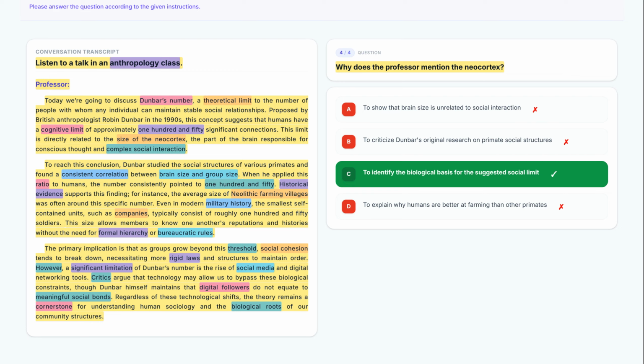To excel in TOEFL listening, always look for the link between a biological fact and the social behavior it explains. Pay close attention to transition words like however, as they often lead to questions about the limitations or criticisms of a theory.